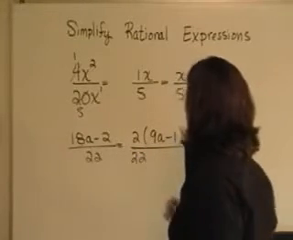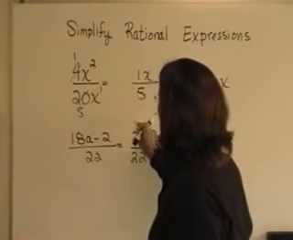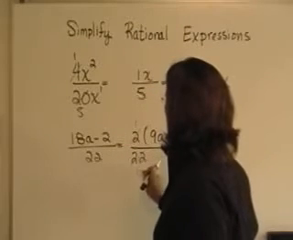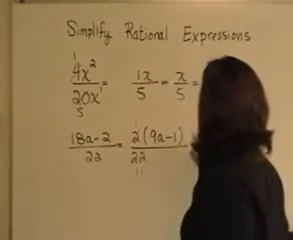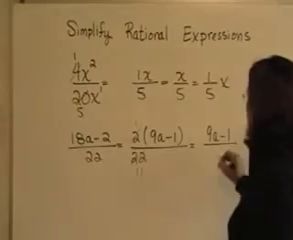over the denominator of 22. And what I'm going to do now is reduce these factors, because they truly are factors. A 2 goes into here once, and a 2 goes into here 11 times. And so what I'm left with, having simplified this problem, is in the numerator 9a minus 1, and in the denominator 11.